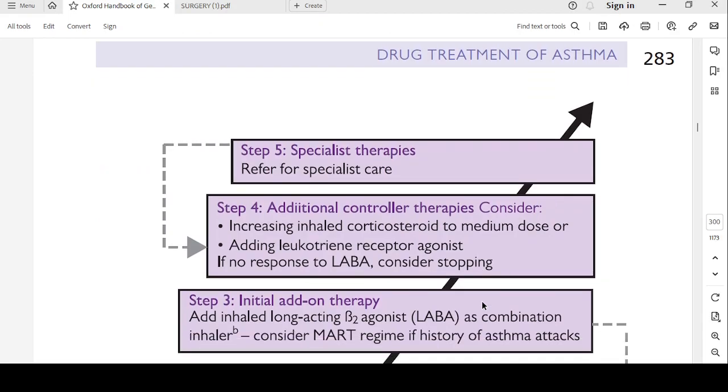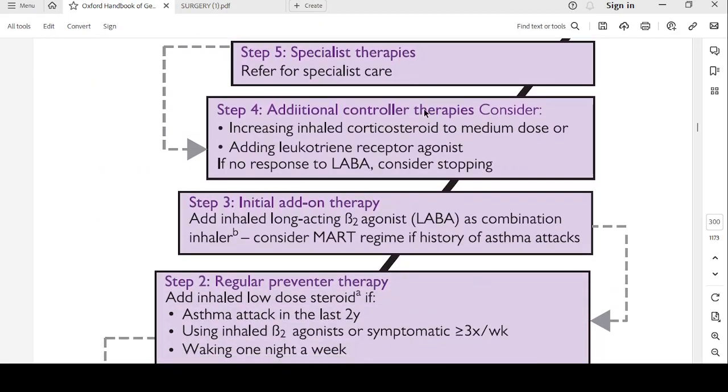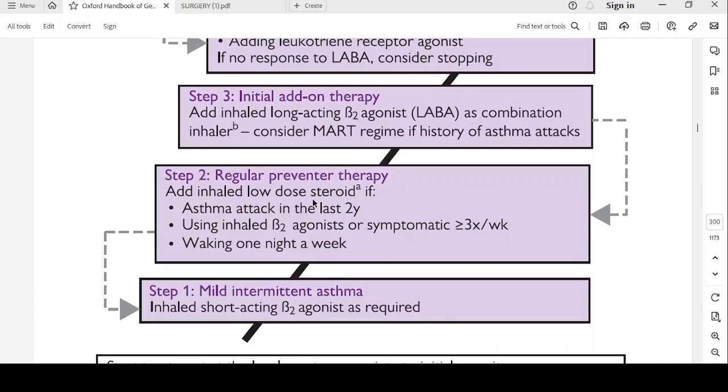Omalizumab and mepolizumab. Step 5: specialist therapies, refer for specialist care. Step 4. Okay, we'll start from the first step.